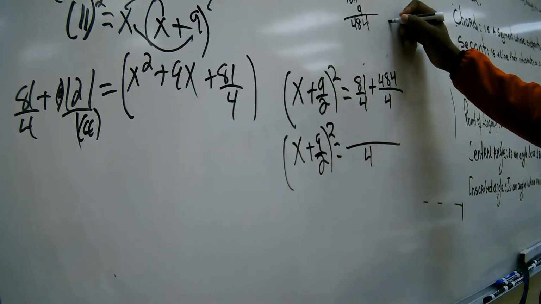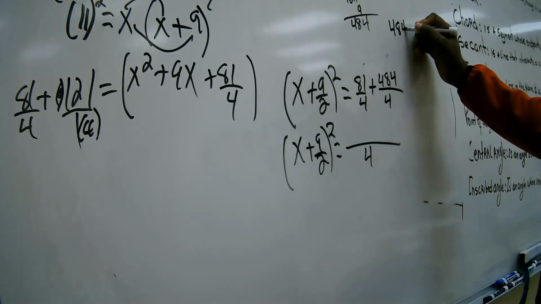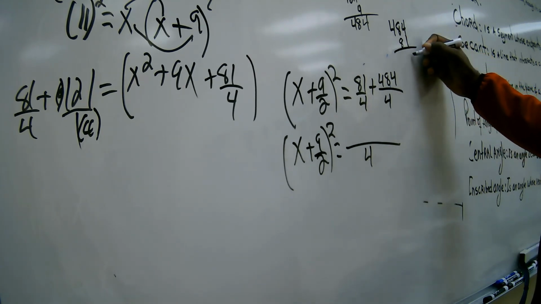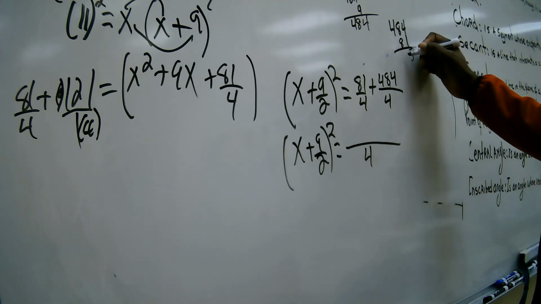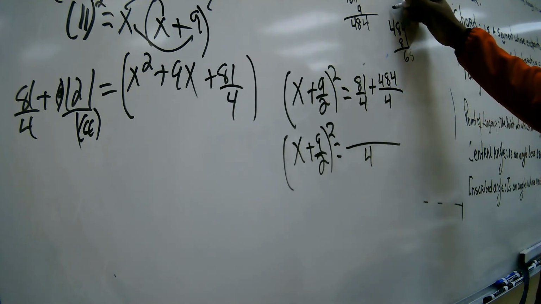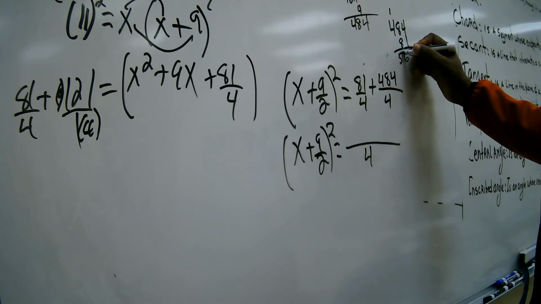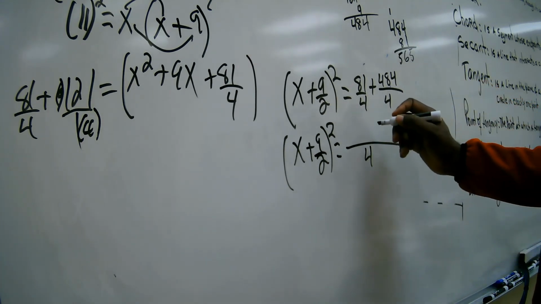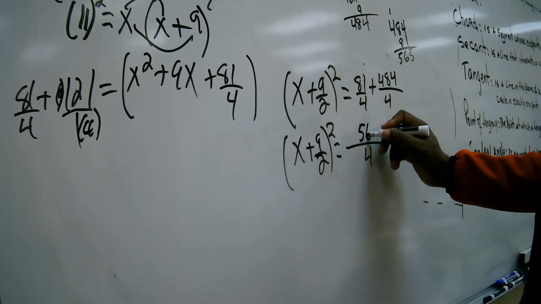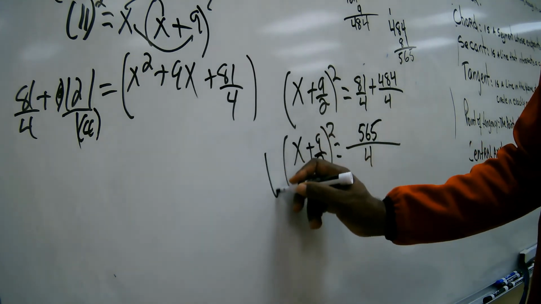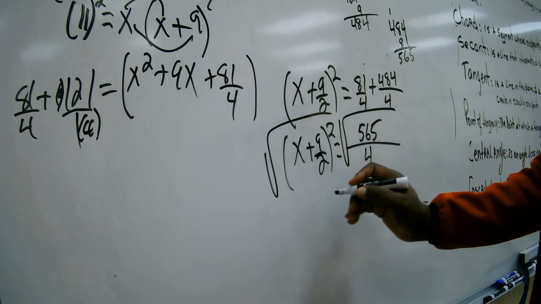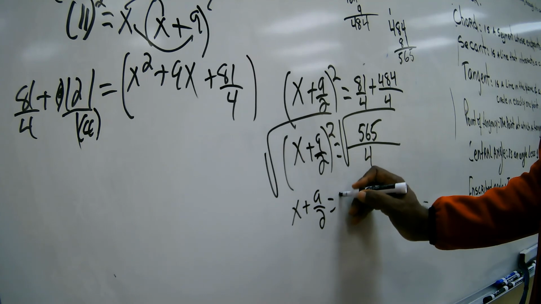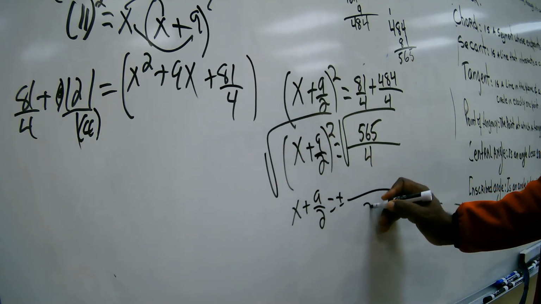Then since those have the same denominator, you can add them. Then you will have 484 plus 81. This will give you 565. Then you have to take the square root. Then you will have x plus 9 over 2 equals plus or minus the square root of 565, and this is going to be over 2.